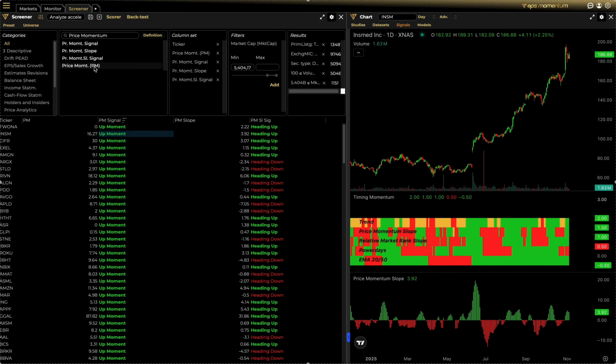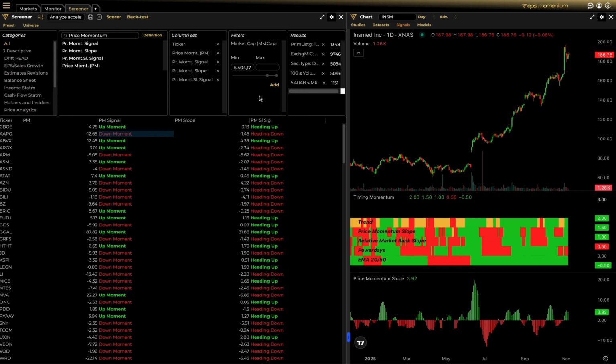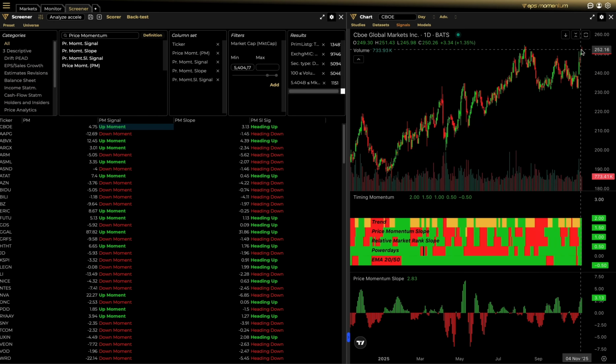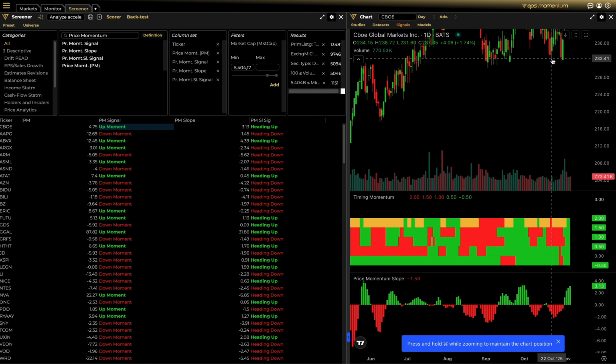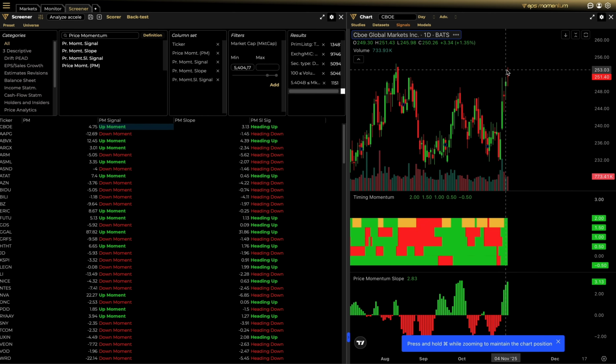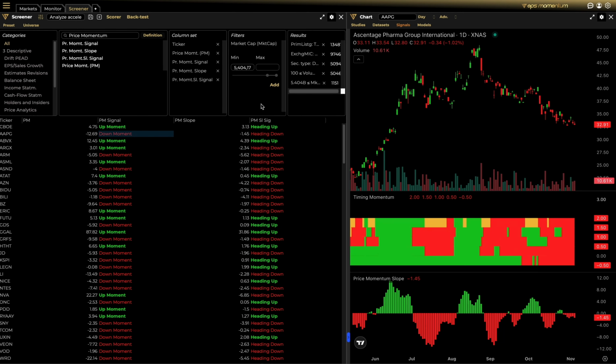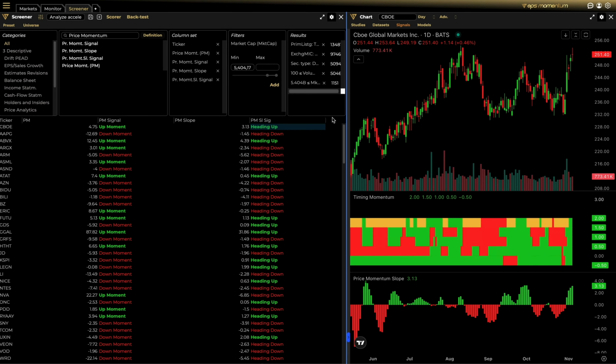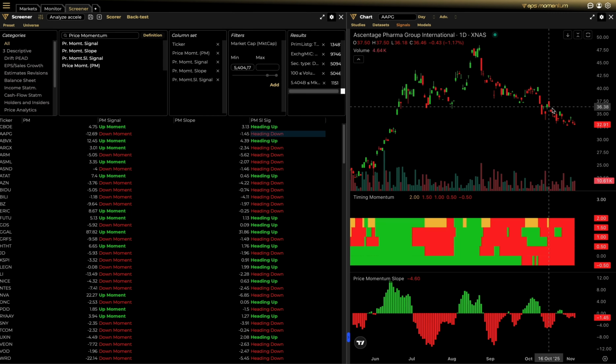Here we can look at 4 elements: price momentum signal, price momentum slope, price momentum slope signal. Here we can see these columns on the screen. Price momentum shows whether the stock is currently moving up or down. For example, up moment means the price is trending higher. Next to it, price momentum slope signal tells us if that momentum is heading up, improving, or heading down, weakening.